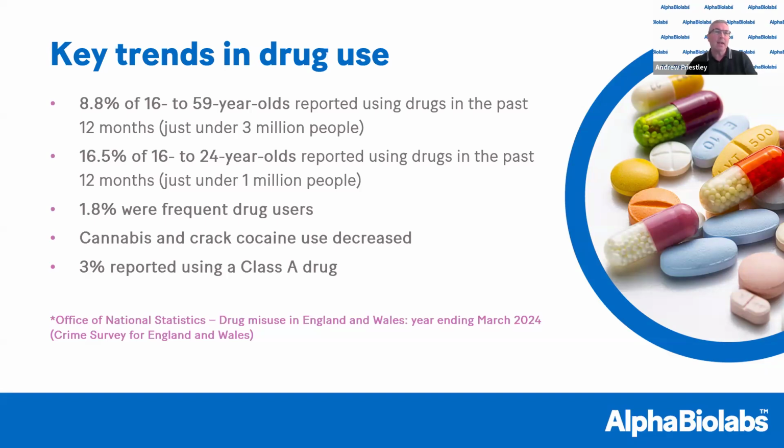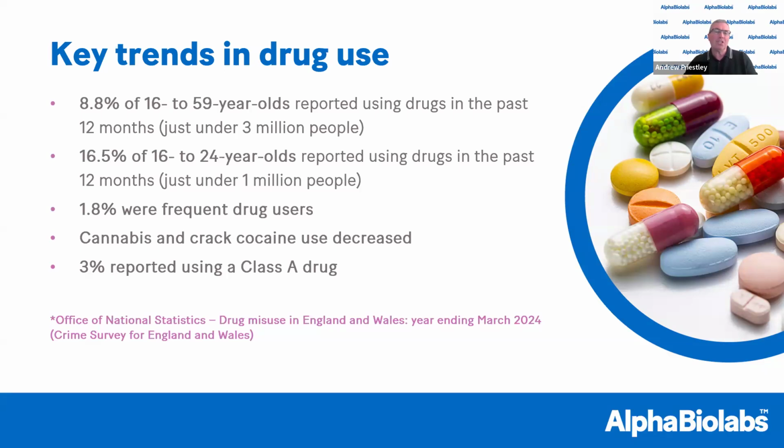So we can see here key metrics. 8.8% of 16 to 59-year-olds reported using drugs in the past 12 months. That equates to just under 3 million people. And even more worryingly, from a younger age group, the 16 to 24-year-old group who were included in the survey, it equates to about 16.5% of that age group reporting using drugs in the past 12 months. That equates to just under 1 million people.